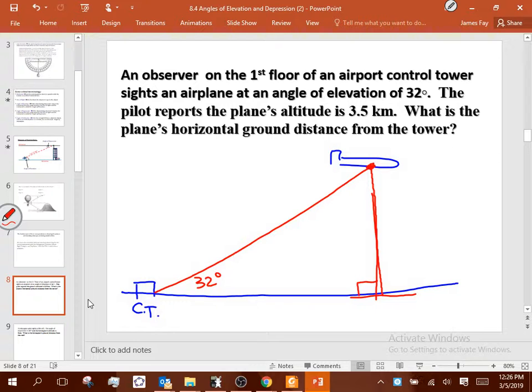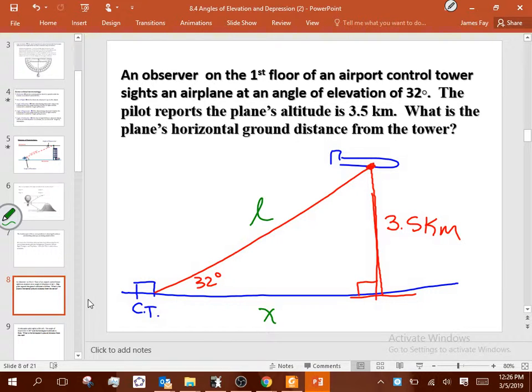Yes. Okay. Now the next part of this is the actual question that's being asked. It says, what is the plane's horizontal ground distance from the tower? There are two values that you don't know in this picture. Let's just call this L, and let's call this X. You don't know L and X, right? Which one of those do you think is the horizontal ground distance? It'd be X, right? Okay.